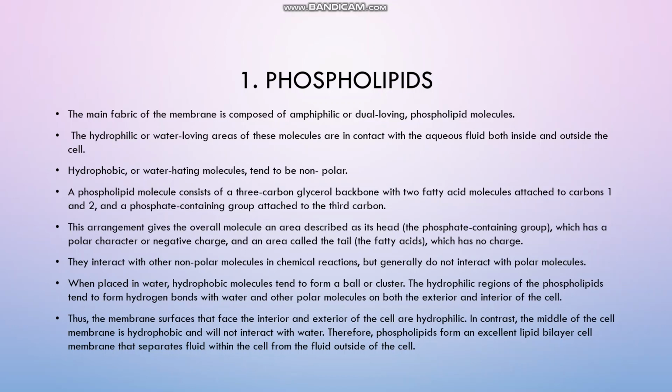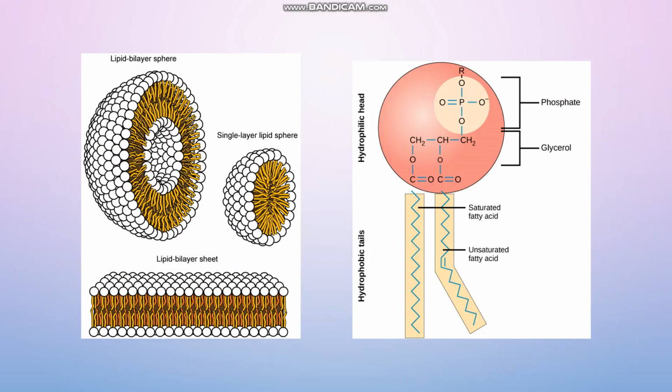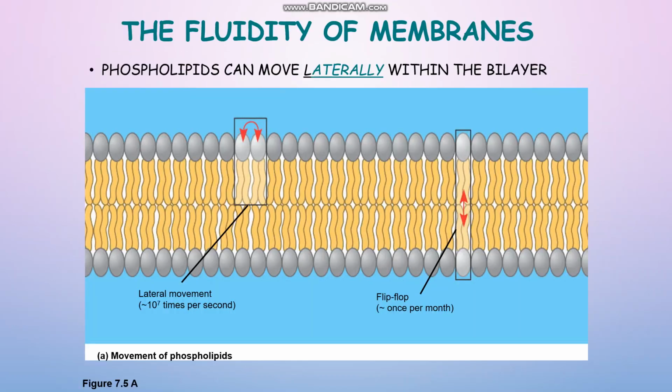A phospholipid molecule consists of a 3-carbon glycerol backbone with 2 fatty acid molecules attached to carbon 1 and 2 and a phosphate-containing group attached to the third carbon. This arrangement gives the overall molecule an area described as its head, and the two fatty acid chains form the tail of the phospholipid molecule. Here you can see the structure of a phospholipid molecule with glycerol as its backbone, which has attached a phosphate group and 2 fatty acids. These phospholipids form micelle-like structures in detergents and solvents.